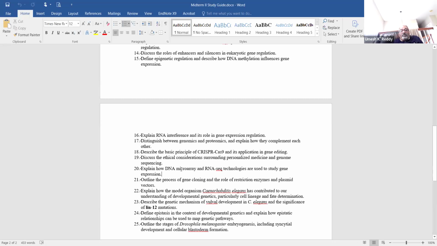So RNA can be isolated from the control cell and the diseased cell, and the samples can be labeled with fluorescent dyes: one sample red, one sample green, that is Cy3 and Cy5 dyes. Cy3 gives red color, Cy5 gives green color, and both can be mixed together and then hybridized to that chip. Sorry, Cy5 is for green color and Cy3 is for red color.